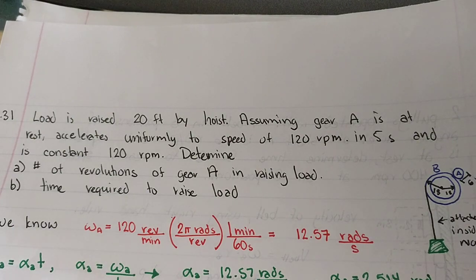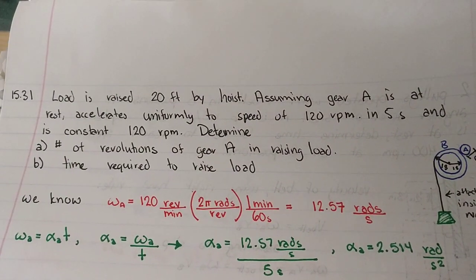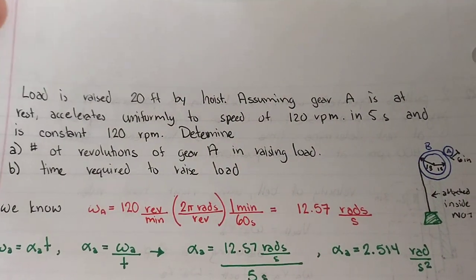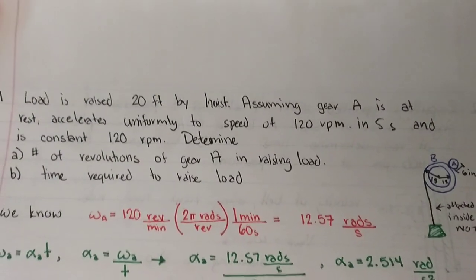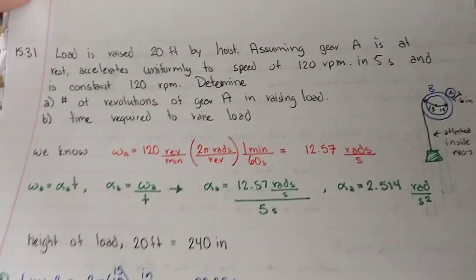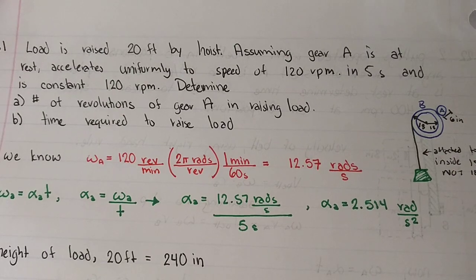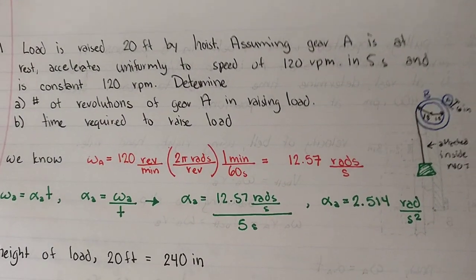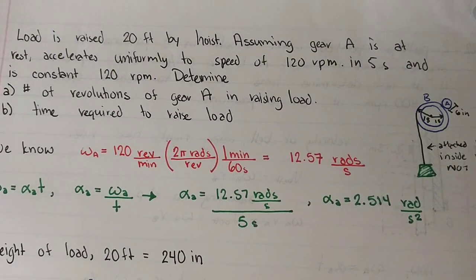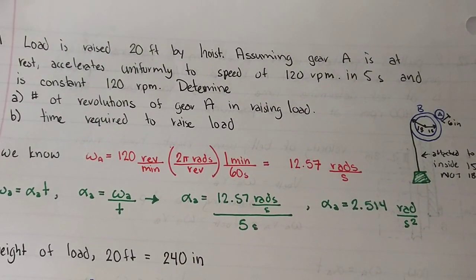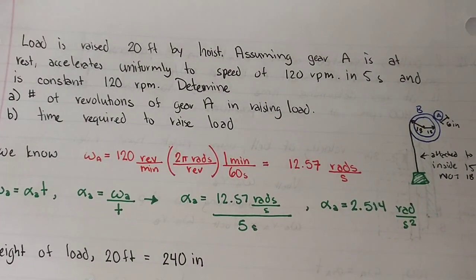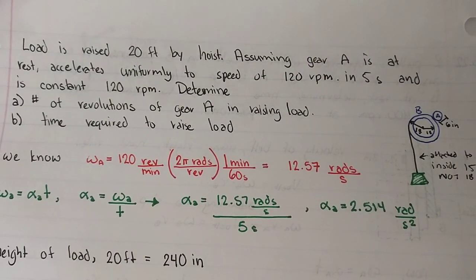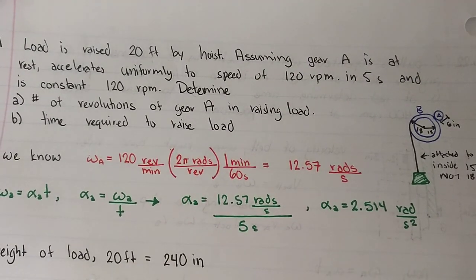Okay, so now we are going to the second problem. What we have here, let me see if I can adjust the camera a little better. A load is raised 20 feet by a hoist. Assuming gear A is at rest, accelerates uniformly to 120 RPM in 5 seconds and is constant at 120 RPM after that, we have to determine the number of revolutions of gear A in raising the load and the time required to raise the load.